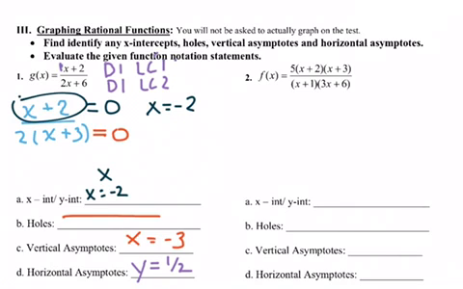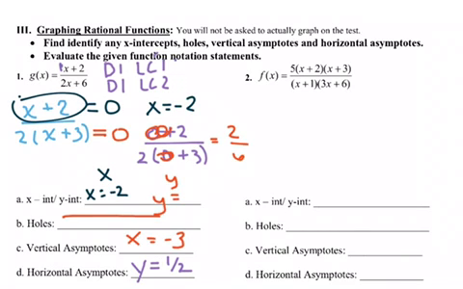Finally, we're going to find our y-intercepts by replacing all x's with 0. So 0 plus 2 divided by 2 times 0 plus 3. When I simplify that, we're left with a numerator of 2 over 2 times 3, which is 6, or 1/3. So my y-intercept will be when y equals positive 1/3.